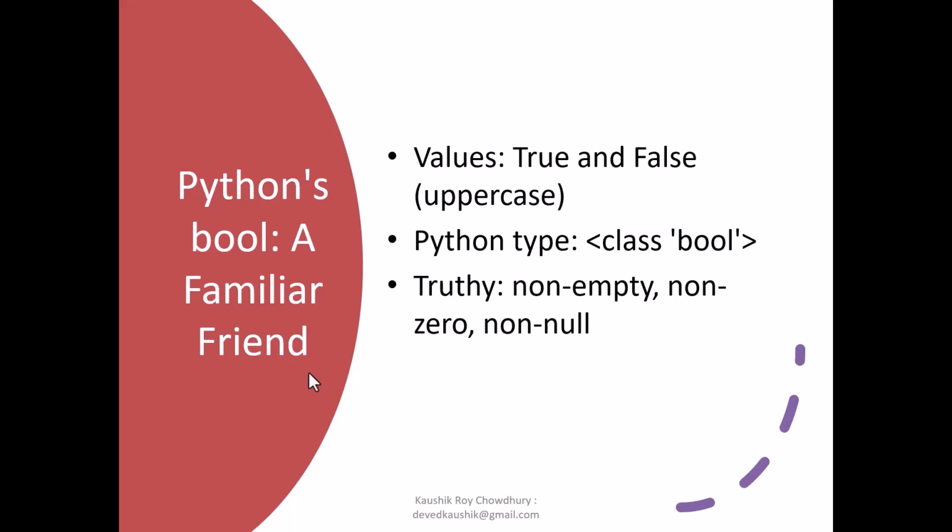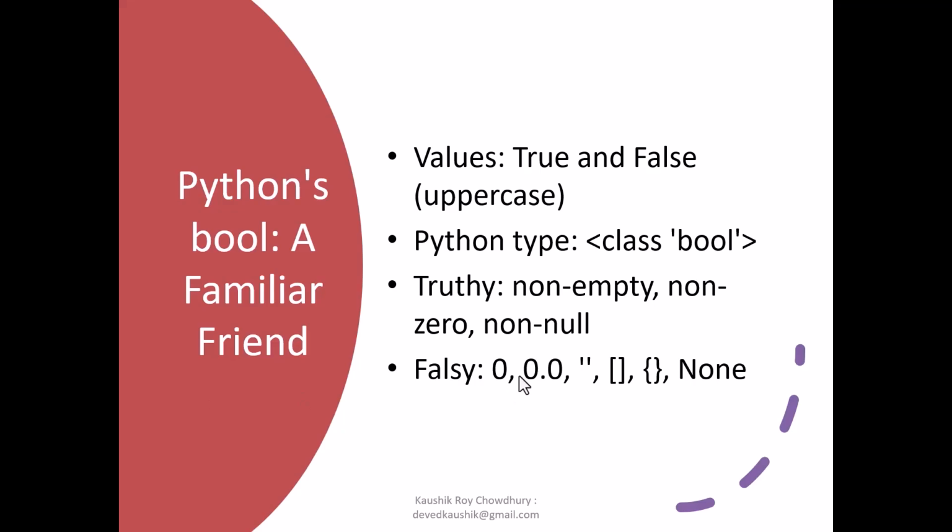Okay. And there is another concept, Truthy and Falsy. Truthy is non-empty, non-zero, and non-null. And Falsy is 0, 0.0, empty string, empty set, empty list, and None. This is a core concept in Python that feels a bit different from C#. So it's not just False that is considered falsy in a conditional check. Several other values are also treated as false by default.